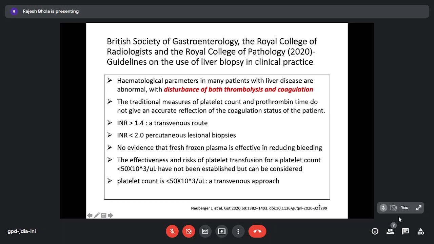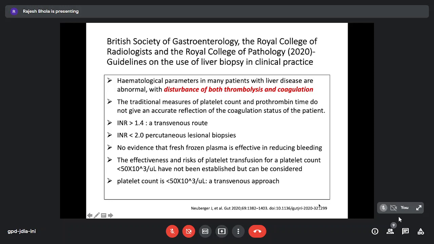Looking at the platelet transfusion, the effectiveness and the risk of platelet transfusion for a platelet count less than 50,000 have not been established, but yes, they can be considered whenever a platelet count of less than 50,000 is found. One can think of a prophylactic platelet transfusion, but it is not an established criterion. And whenever the platelet count is again less than 50,000, the preferred route is a transvenous approach.